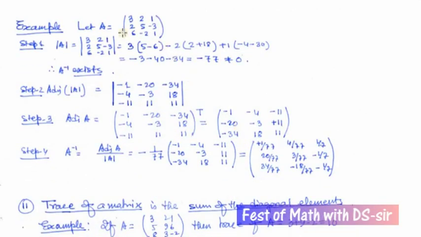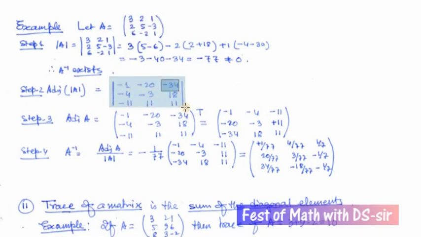Now let us discuss it with an example. Let A be a matrix. Step 1, delta is constructed and the value of delta is evaluated, and the value comes as minus 77, not equal to 0. So you have to state that. So A inverse exists. Now the adjoint. Now see, 3 is replaced by its cofactor, 2 is replaced by its cofactor, 1 is replaced with its cofactor.